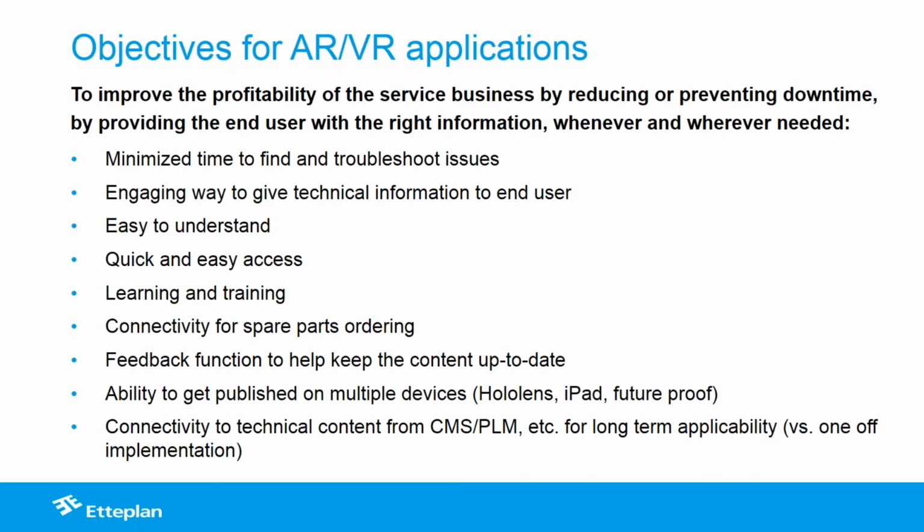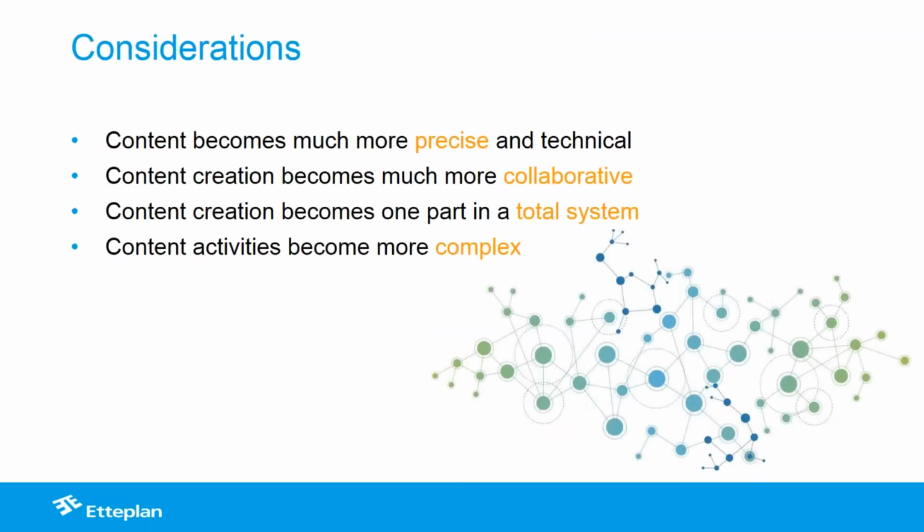Connect that to spare parts ordering, do feedback management by providing a feedback function to keep information up to date. Ability to get published on multiple devices, and of course to connect everything. And that's what I'll talk about later on as well, the need to have everything, not necessarily one system, but to connect all the systems together. So, which means a few considerations, right?